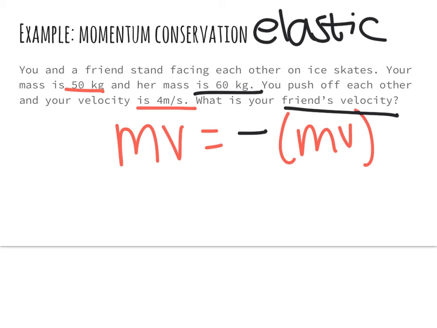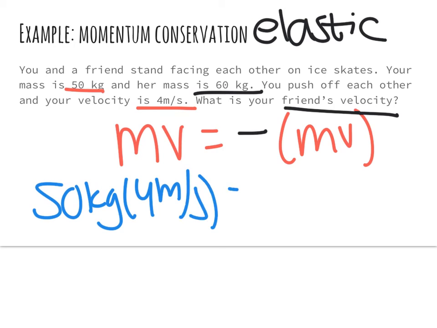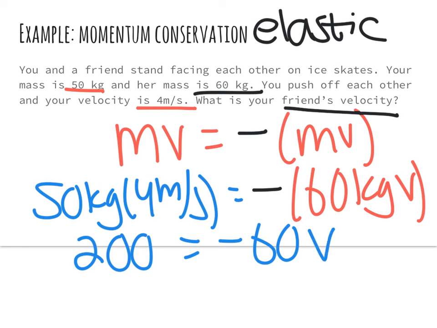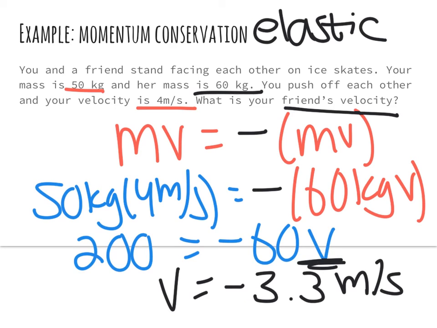All right, so your mass is 50 kg times 4 meters per second. However, on the other side, your friend has a mass of 60 kg, but we're looking for that velocity. So on your side, we have 200 equals negative 60 times v. Remember, we're looking for velocity. So we're going to divide on both sides. I'm going to get my velocity at negative 3.3 meters per second. All right, really simple algebra to get there, and we figured out from this elastic collision what was going on.